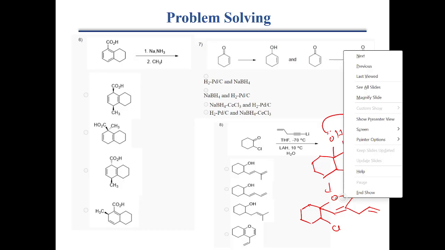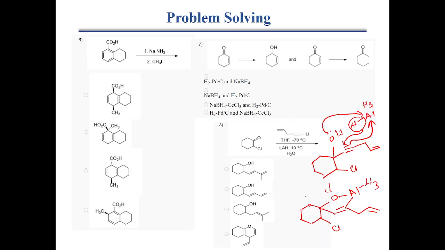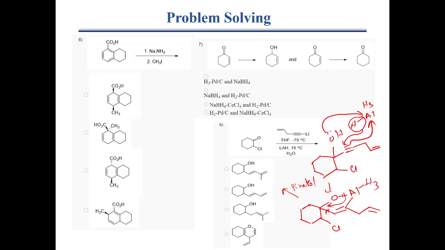Now there is a possibility of a pinacol type of reaction. Now this aluminum-oxygen bond is breaking and this single bond transfers here. So it is like a pinacol type of rearrangement. So you all know pinacol rearrangement, right?